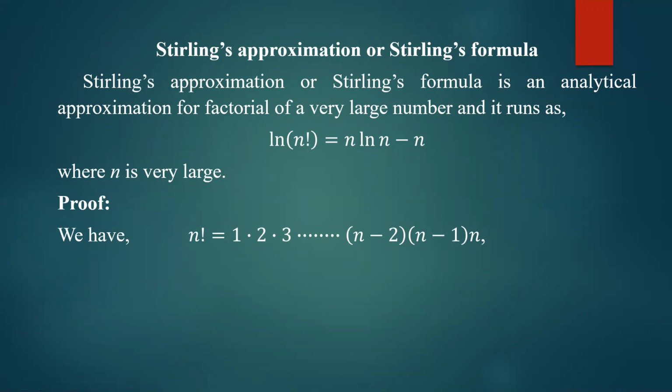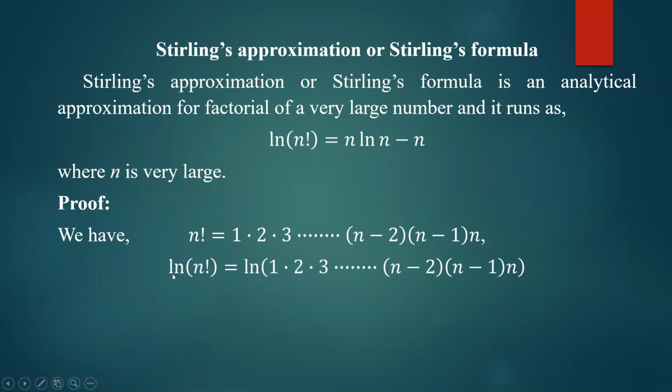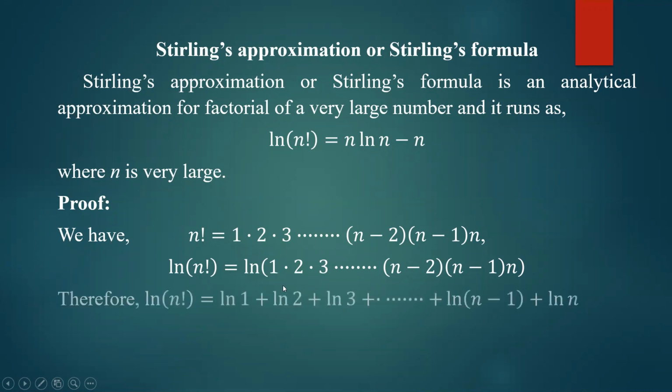Factorial of n is nothing but the product of all the integers up to n. So that is equal to 1 into 2 into 3, and so on up to (n minus 2) into (n minus 1) into n. We have to take the product of all the integers starting from 1 to n. That is called n factorial. Take ln on both sides. So ln of n factorial is equal to ln of 1 into 2 into 3, and so on up to n. You know that the log of a product of numbers is equal to the sum of the logs of each number. So that can be rewritten as ln of n factorial equal to ln of 1 plus ln of 2 plus ln of 3, and so on up to ln of n.